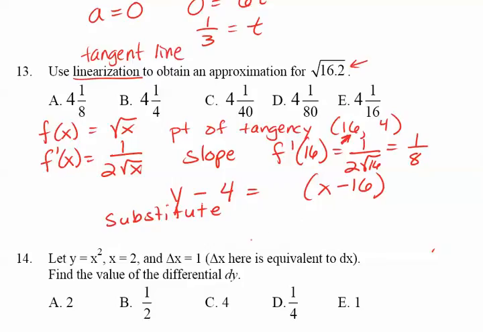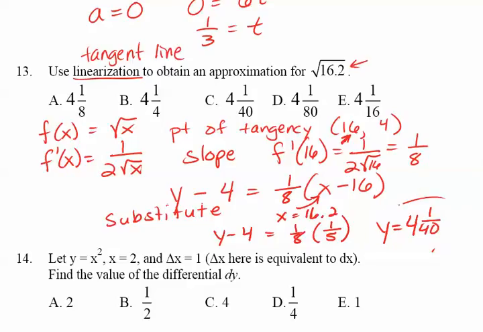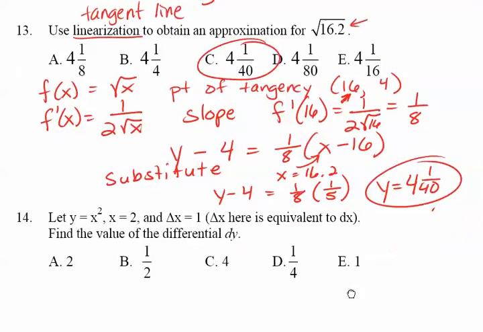All right. So how about a slope of 1/8? I hope I've got that right this time. And now I want to substitute and let our x equal 16.2. So y minus 4 is 1/8, and then we will still have our 2/10 or 1/5, whichever you prefer. So now I've got 1/40th, so 4 and 1/40th. All right, that looks better. And there's our answer, C.